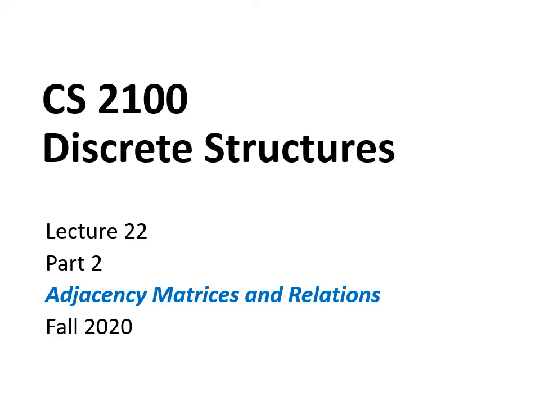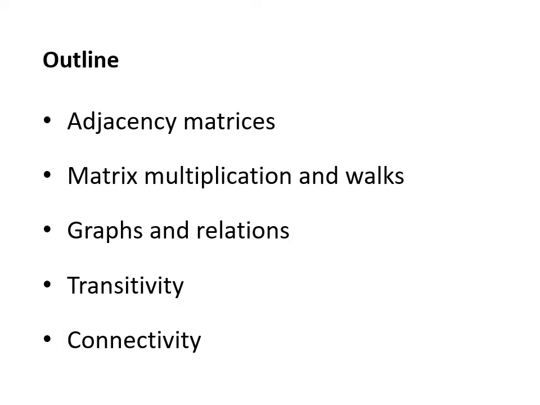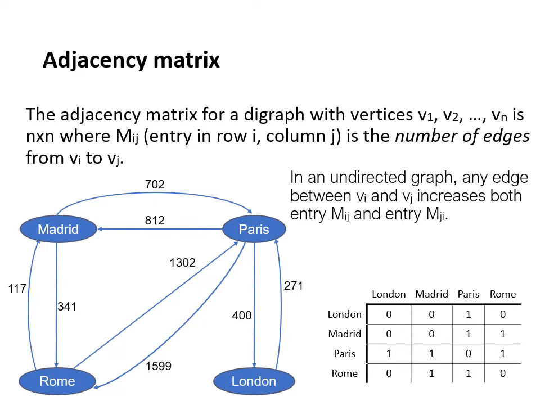So in this lecture, we are going to introduce adjacency matrices, which are a way for representing a graph as a matrix. And then we'll show how using adjacency matrices, we can easily compute some interesting results about graphs. Then we'll make again a connection between graphs and relations, and we'll talk about transitivity and connectivity in this context. So let's get started. So what's an adjacency matrix?